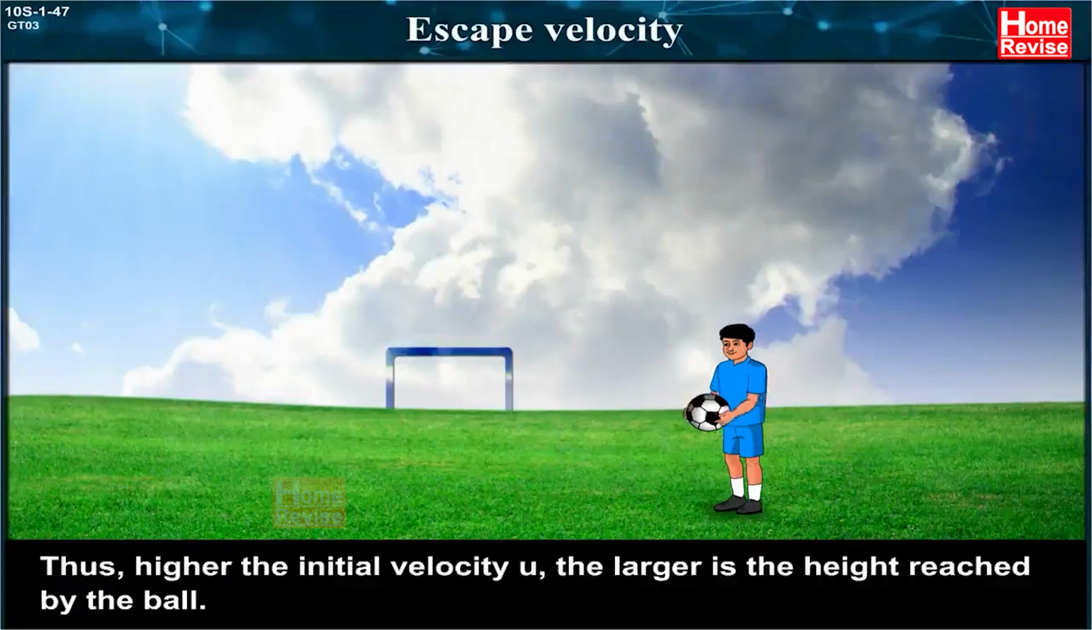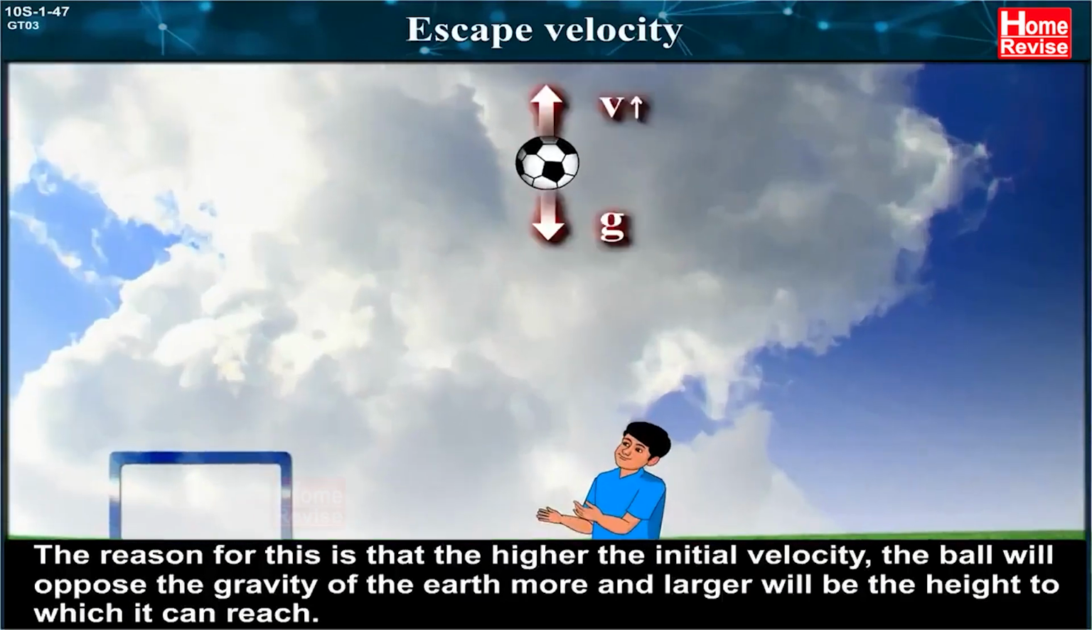Thus, higher the initial velocity u, the larger is the height reached by the ball. The reason for this is that the higher the initial velocity, the ball will oppose the gravity of the earth more and larger will be the height to which it can reach.